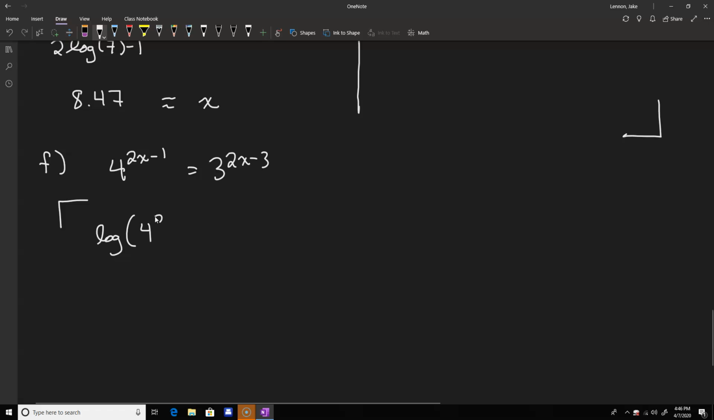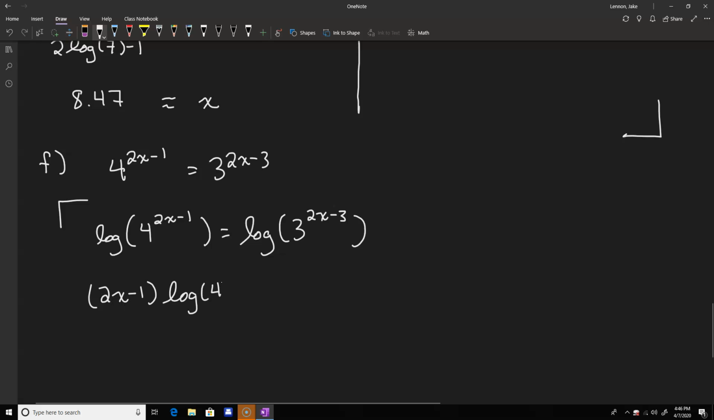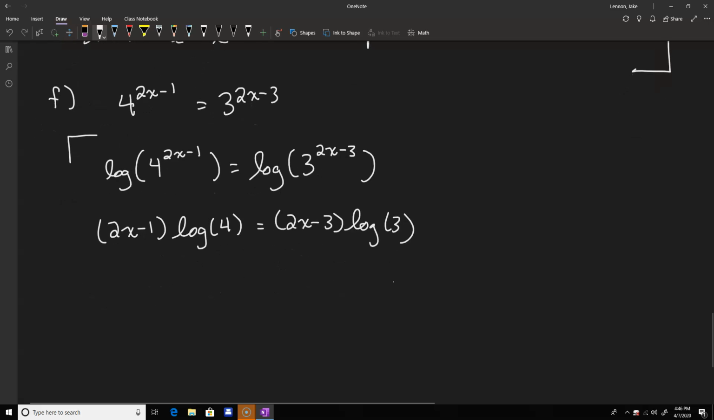So we have the log of 4 raised to the 2x minus 1 on the left, and we have the log of 3 raised to the 2x minus 3 on the right. What we want to do is bring down both of those exponents and remember to use parentheses. So we have 2x minus 1 times the log of 4 equals 2x minus 3 times the log of 3. If we're approximating, we just plug log of 4 and log of 3 into our calculators.